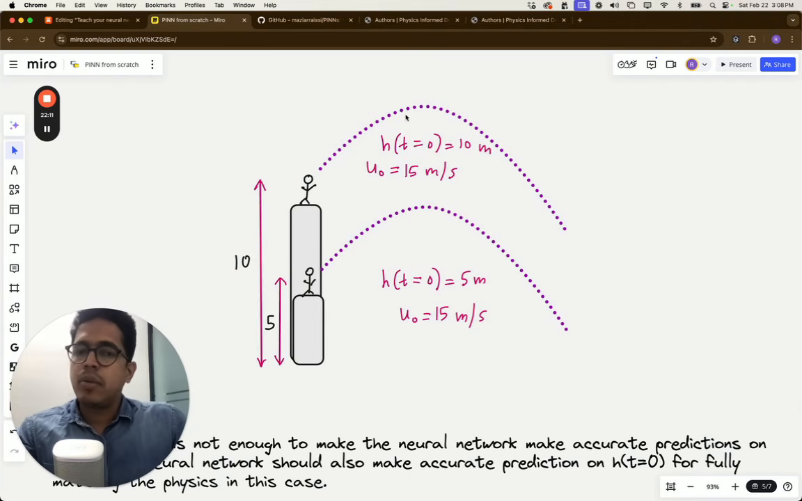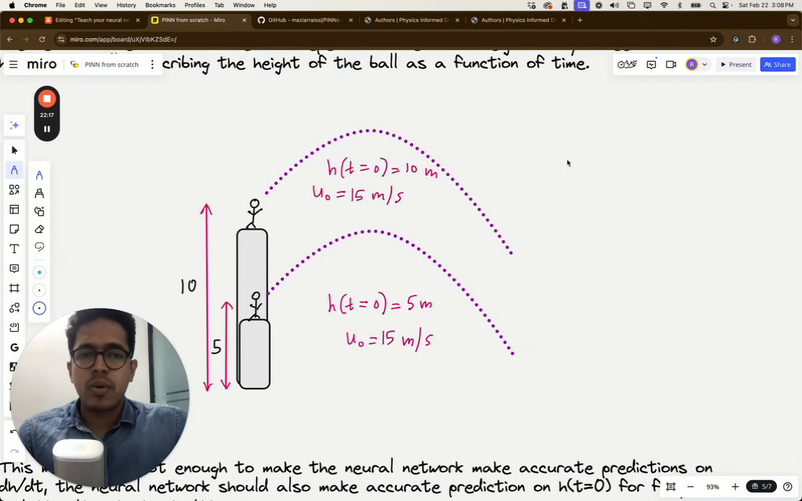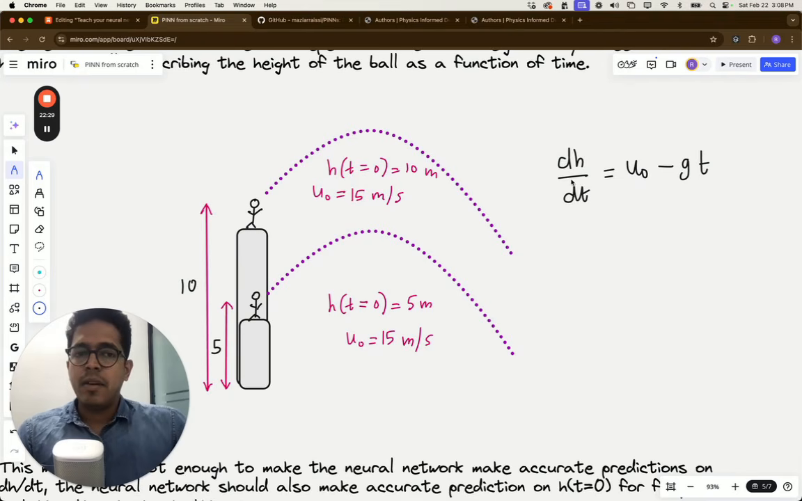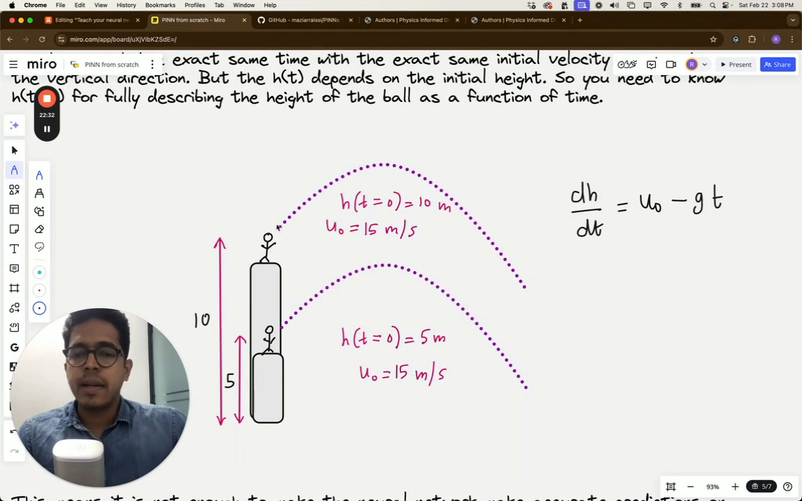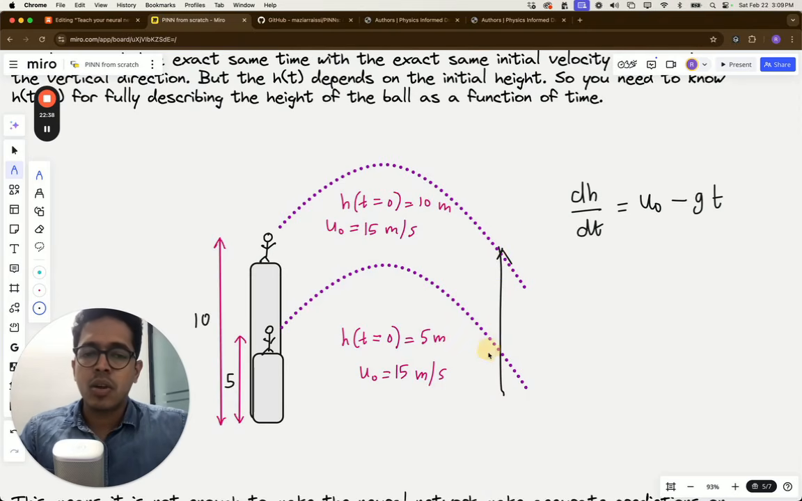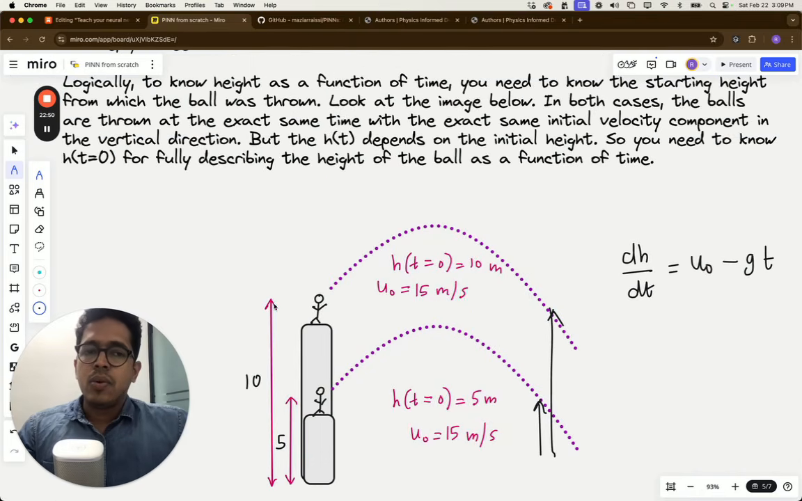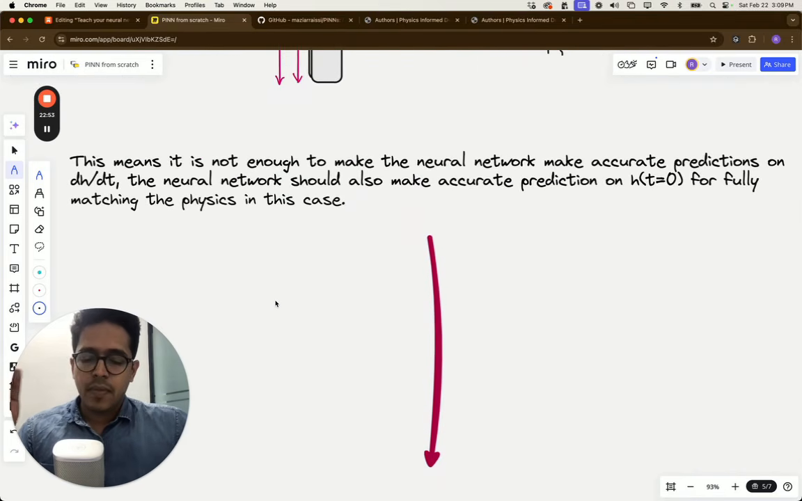So the velocity in both of these cases will look exactly the same because dh by dt equal to u0 minus gt. So as long as u0 is the same and as long as the starting point of your throw is the same, dh by dt will be exactly the same, but still it does not uniquely determine what is h of t, because in this case the height is higher, like this is taller always. This parabola is always taller than this parabola because the starting point is different. So this is why you also need initial condition logically in this particular case to describe fully what your h of t will be.